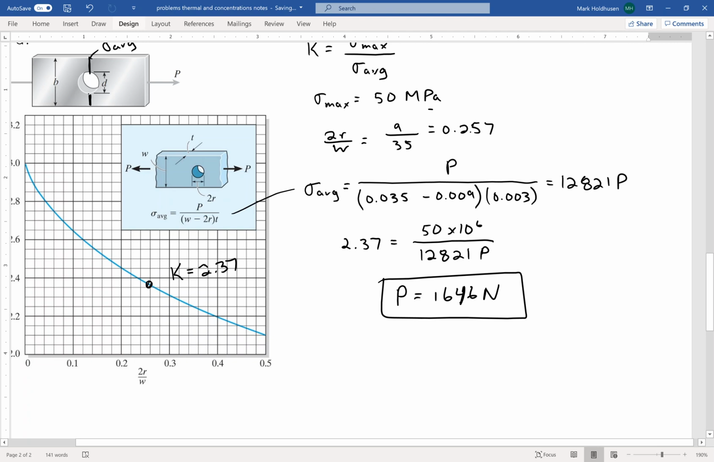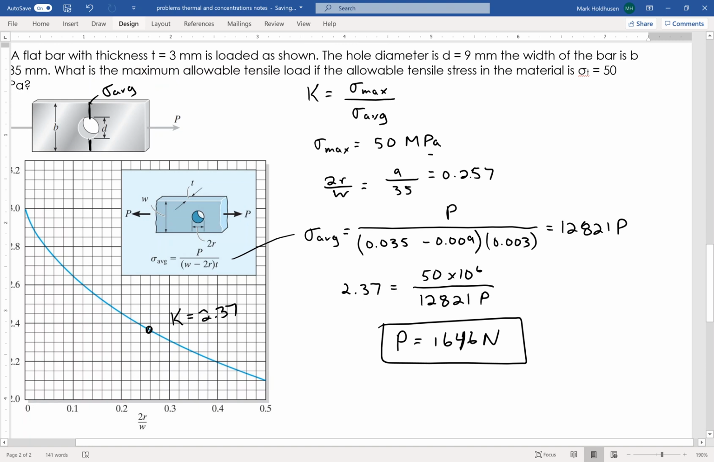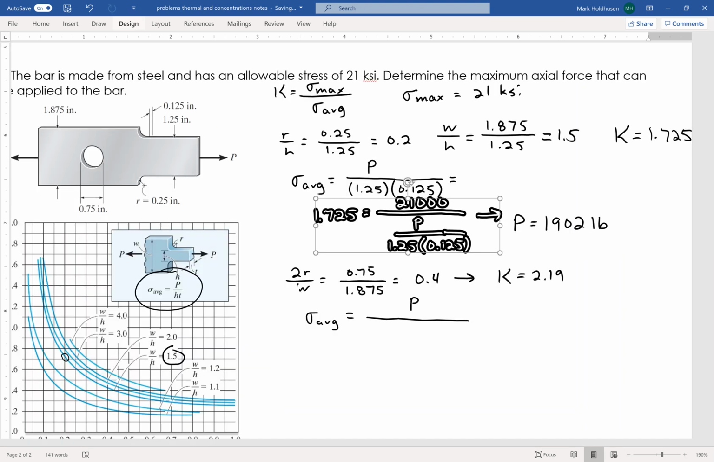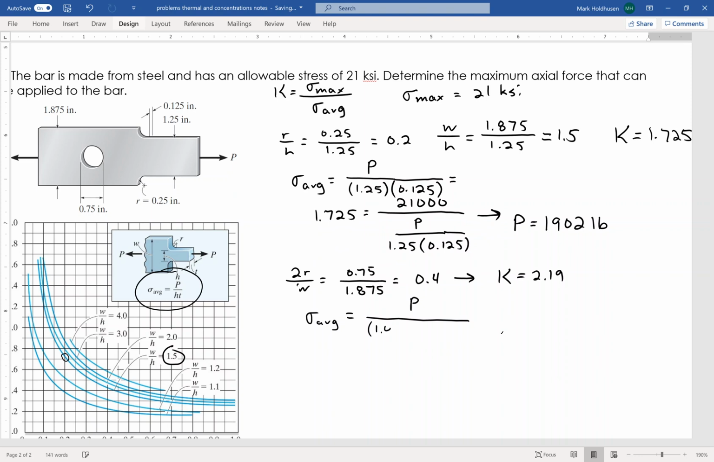Okay. For this one, sigma average is again P divided by, and for those who don't remember, the equation for that one is W minus D, where D is the diameter, times the thickness. So W, where the hole is, 1.875 minus D, which is 0.75, and then the thickness on this is 0.125. Okay, so now I know sigma average, I know K, I can plug that into my equation.